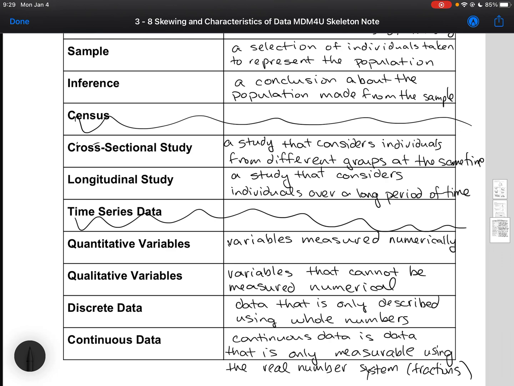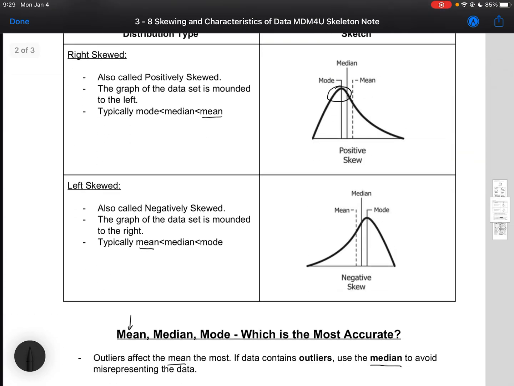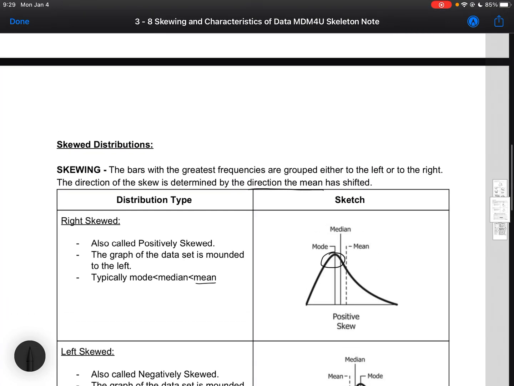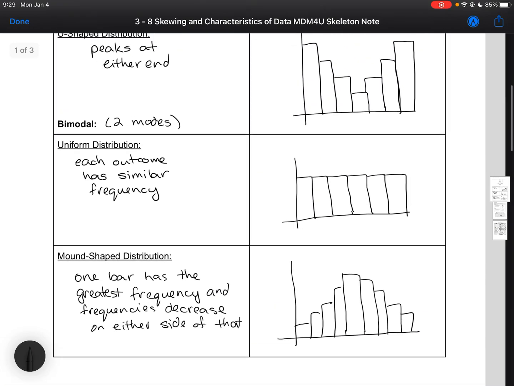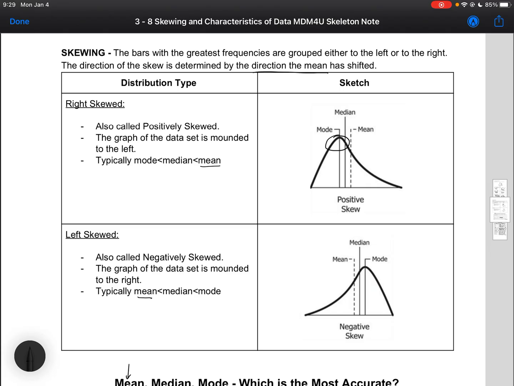There. So that gives you an example of terms that you should be familiar with, and then some examples of how to describe data, and some examples of distributions: symmetrical distributions, and then non-symmetrical distributions.